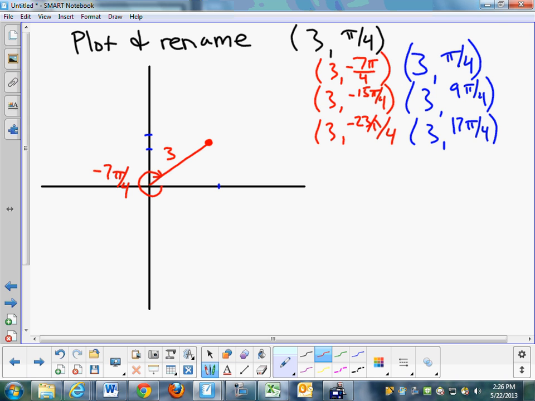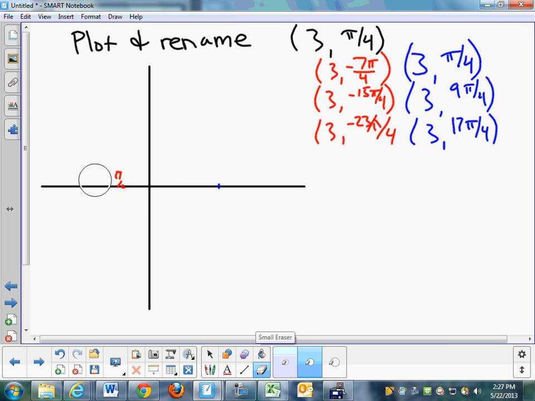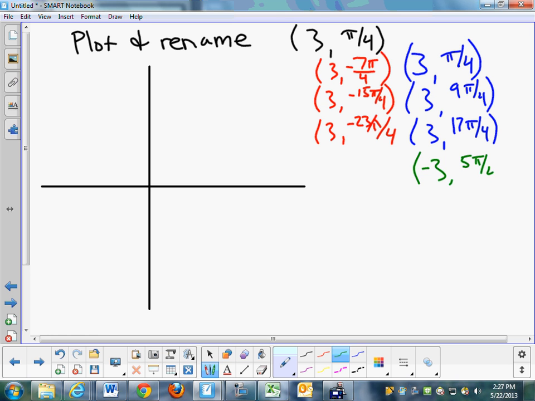Are you ready for the tough one? We had a positive angle, we had a negative angle, but in both times the radius was positive. Now I'm going to make the radius negative. How can you have a negative radius? Well, in polar coordinates we allow for that. So I'll show you what that looks like. Okay. So now I'm going to do negative 3, 5 pi over 4.